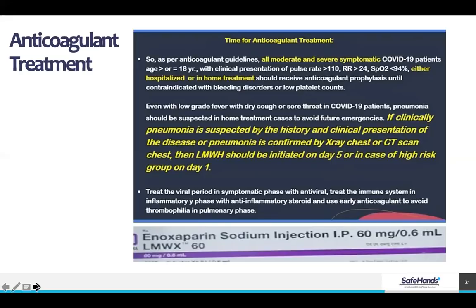If pneumonia is clinically suspected by the history and clinical presentation, and confirmed by X-ray chest or CT scan chest, then low molecular weight heparin should be initiated on day 5, or on day 1 in case of a high-risk group. Treat the viral period in the symptomatic phase with antivirals. Treat the immune system in the inflammatory phase with anti-inflammatory steroid. Use early anticoagulation to avoid thrombophilia in the pulmonary phase.